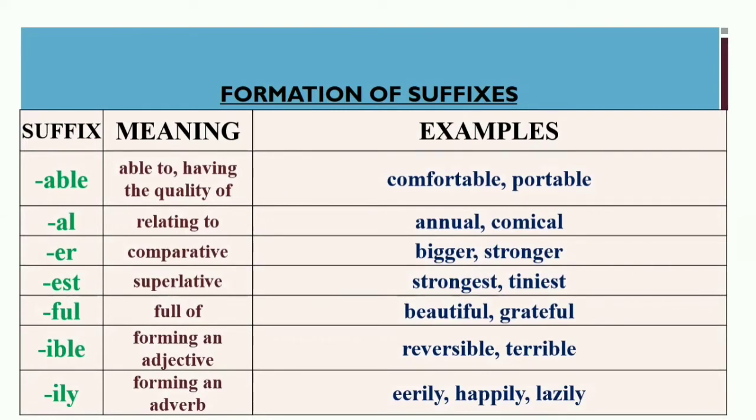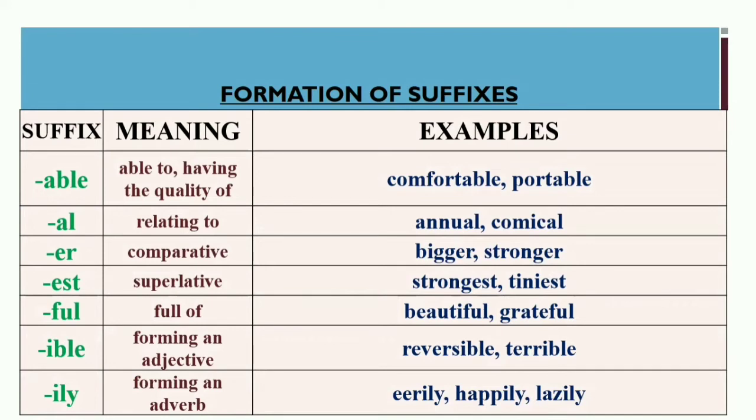Now al, that is relating to. Now the new words are annual, comical. So you can make this type of new words by using this suffix al. Then er, that indicates comparative. So here bigger, stronger. Using this suffix er, you can make this type of new words, bigger, stronger.